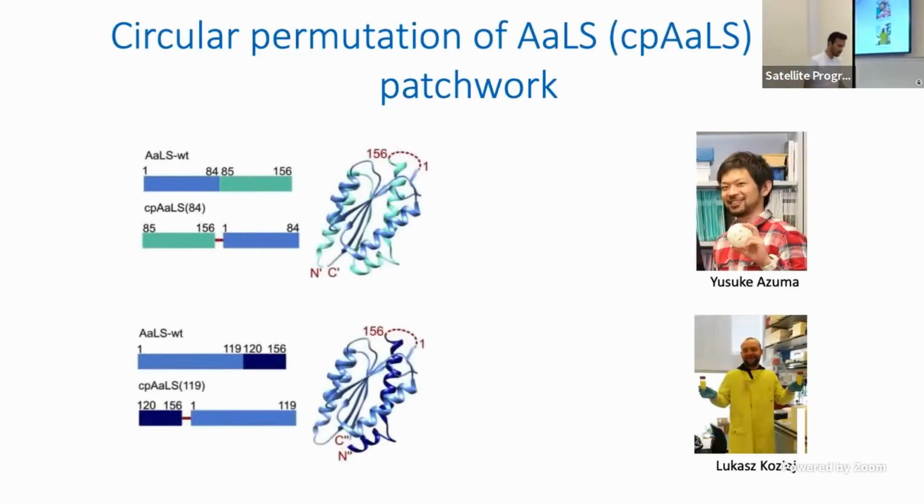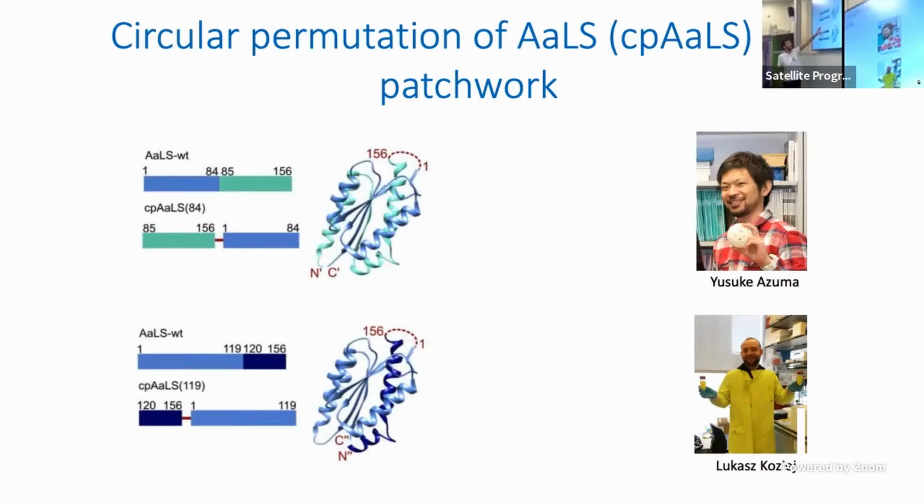There is a collaboration with Yusuf's lab at Jagiellonian University and his postdoc Lukasz. What they did, they formed these circular permutation proteins. So we have the wild type, which is like that. What they do is they cut the protein from inside, and then they connect the outside of the protein. But there are 2 positions where you could make a cut. You have 156 amino acids, so you either cut at the 84th position or the 119th position.